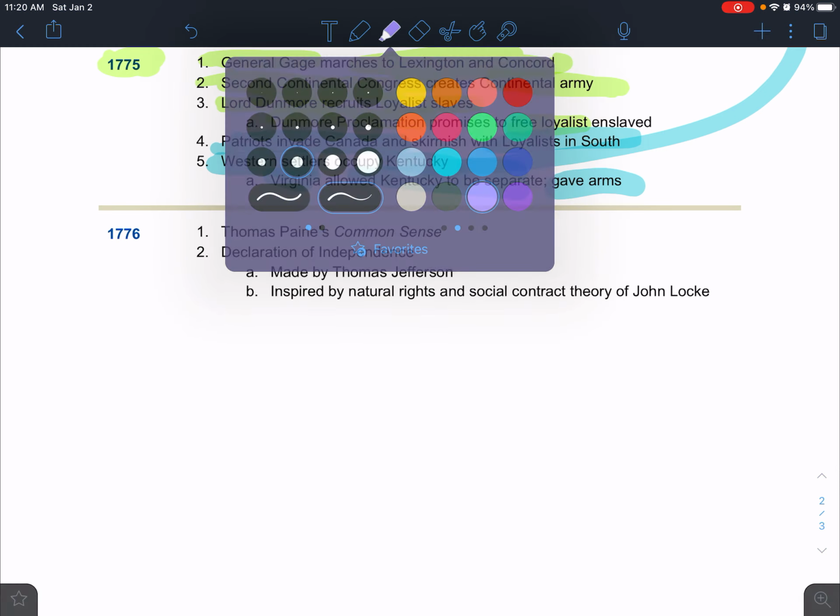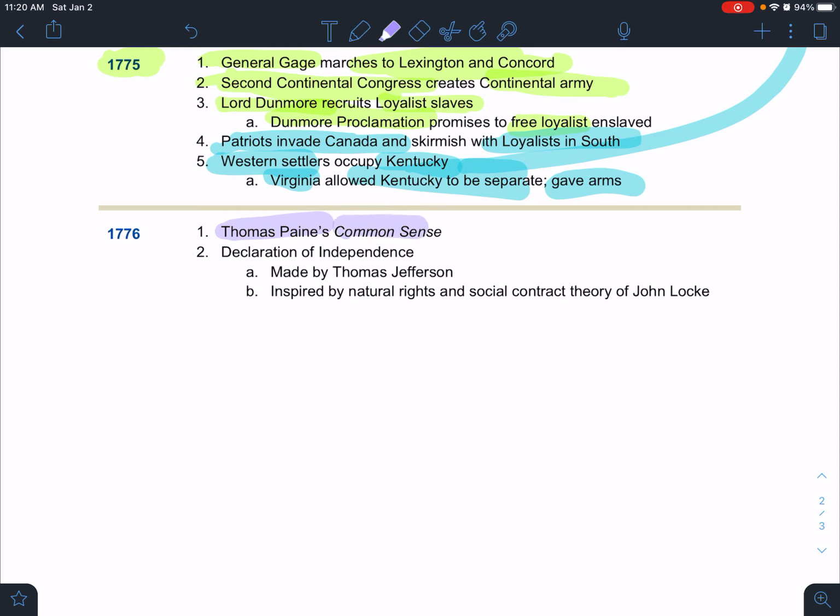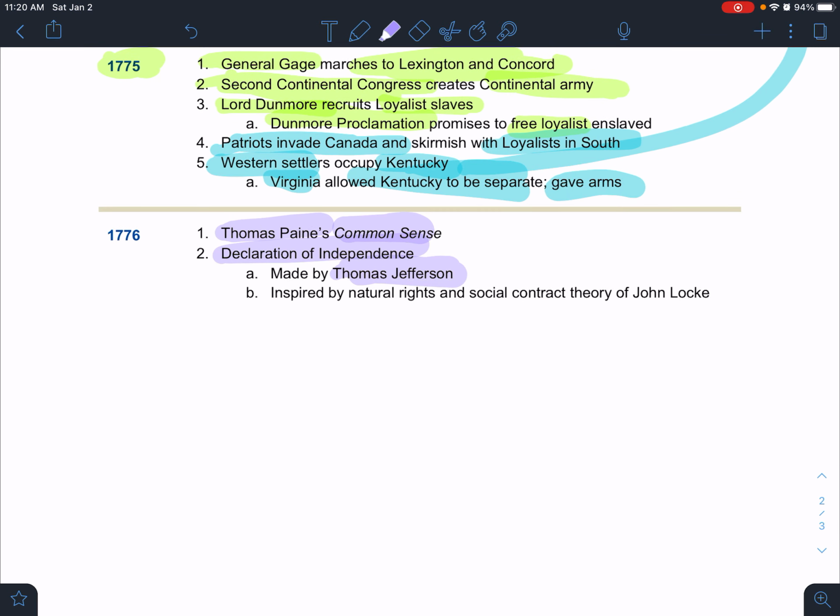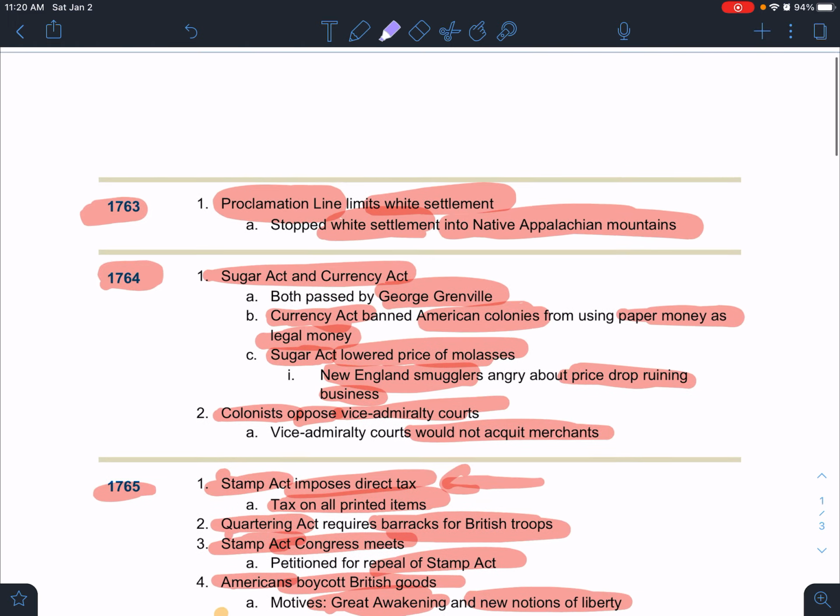Next we'll do purple. Thomas Paine's Common Sense explains why Americans should fight in the war. And the Declaration of Independence on July 4th, 1776 was made by Thomas Jefferson and many others in the Continental Congress, and was inspired by natural rights and the social contract theory of John Locke. And if you want an explanation on that, look at the other video. Alrighty, thank you so much.